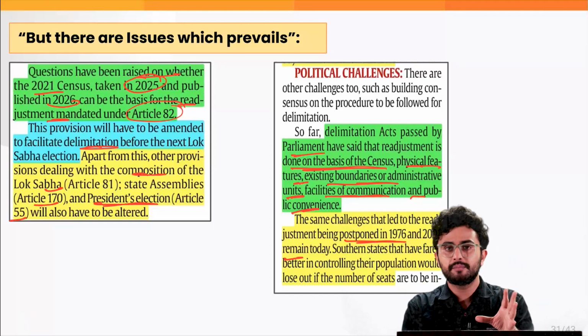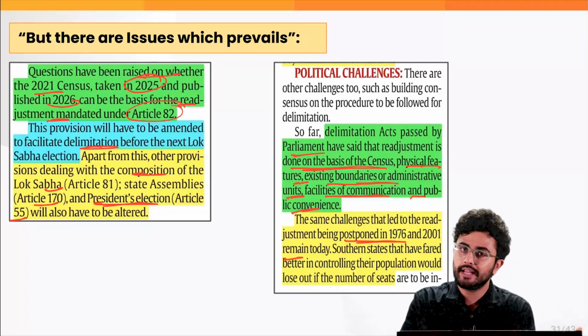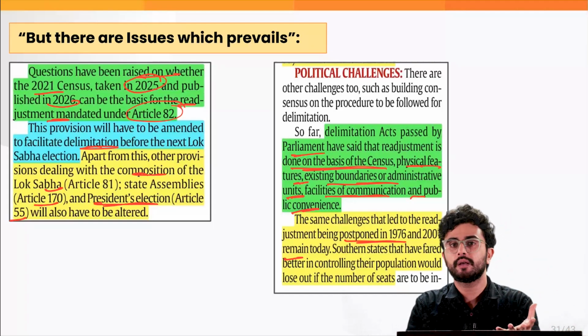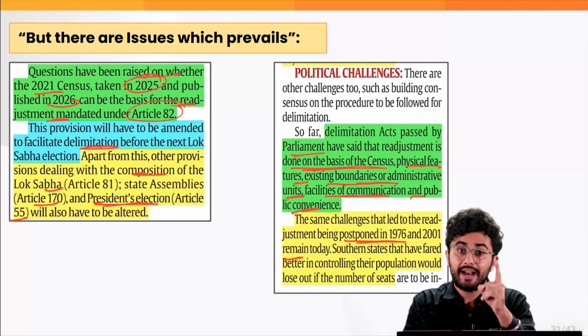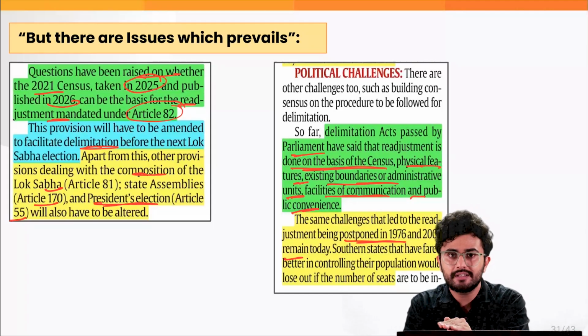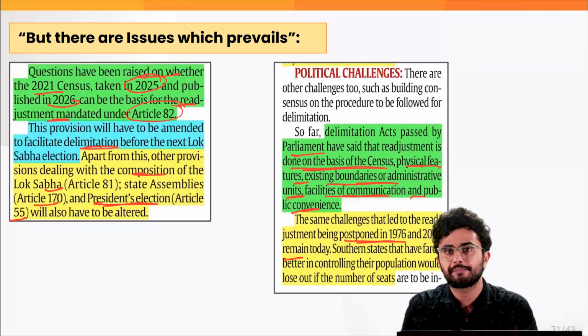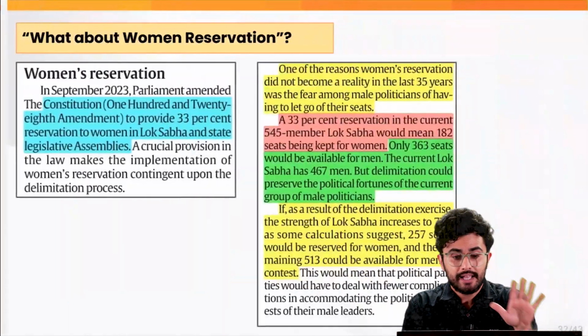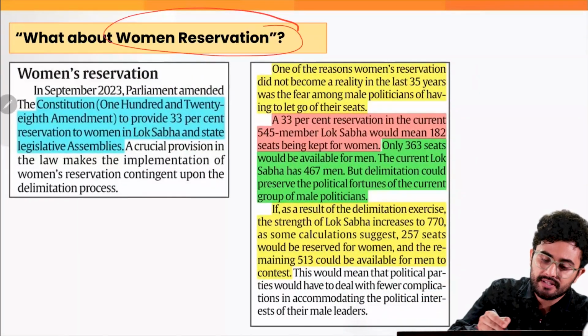So obviously that means that basically there were certain states which were actually taking steps to maintain a healthy population under the directives of the government, and those states are going to have lesser representation in the Lok Sabha, right? So that is a major issue. Another major issue is about the women reservation.